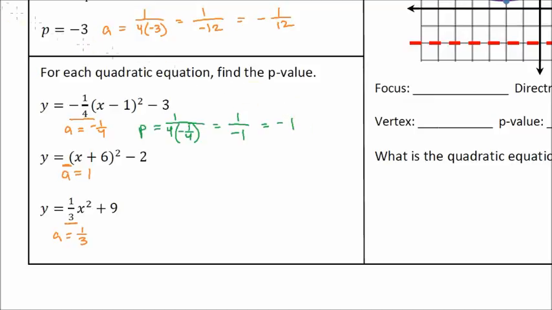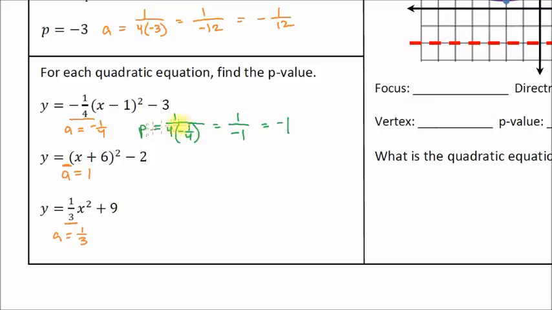Now, one thing to note here, I'm sure I've talked about it in class, but just to make sure you see this: if your a value is negative, your p value will always be negative. If your a value is positive, your p value will always be positive. And the opposite is correct as well.